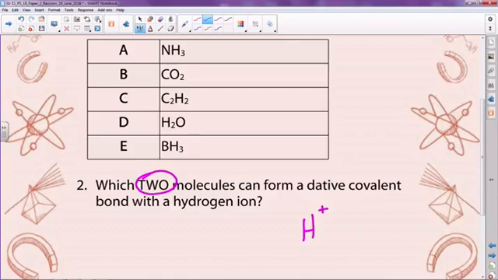A dative covalent bond is still a bond where electrons are shared, and this is the key point. One atom has got two electrons, both electrons belong to that atom, so it's a lone pair. And the other atom has got nothing to share, but it just comes and takes over the space where the first two electrons are, and it pretends to share. So for example, my two molecules here are going to be A and D. So it's going to be ammonia and water. So ammonia looks like this.